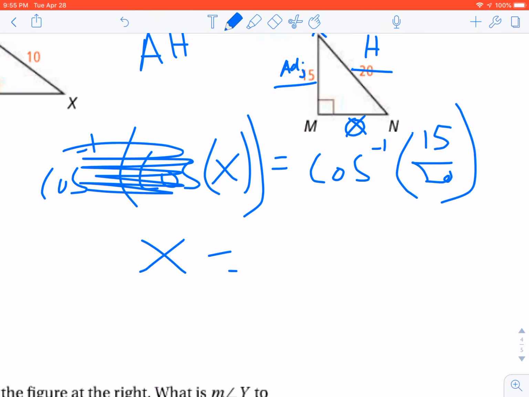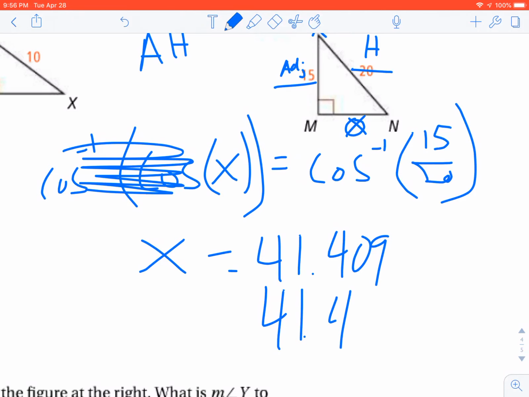Then in your calculator, clear it, and go ahead and hit second cosine. So you should have cos negative 1 with an open parenthesis on your screen. Type in 15 division button 20. Close that parenthesis and hit enter. And my calculator gave me 41.409. Again, round it to the nearest tenth, if you will. It's just 41.4.